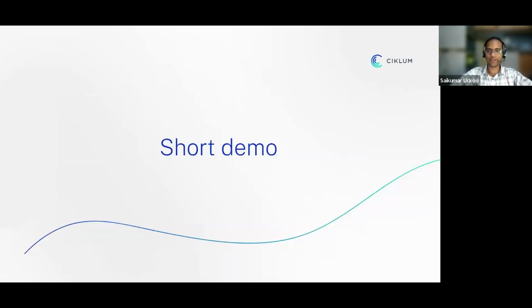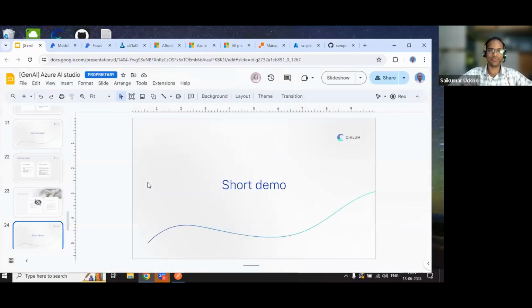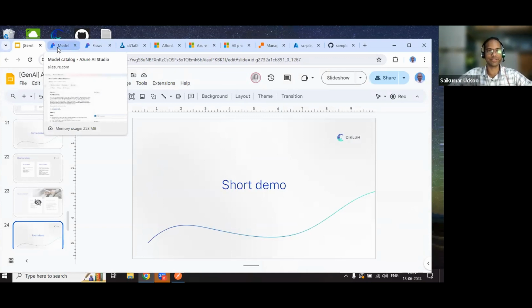Then, pretty much we have looked at some prime aspects of Azure AI Studio. And what we'll do now is we'll quickly jump back to our Azure AI Studio and look at various features and try to implement a simplistic bot.